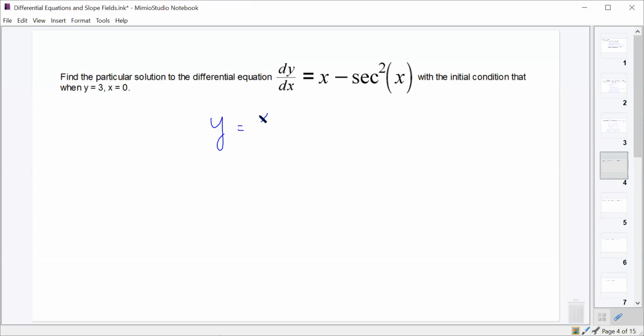X squared over 2 minus tangent x plus c. And then we said when y is 3, x is 0. 0 squared over 2 is 0, right? Minus tangent 0 plus c. So what's your constant? 3.